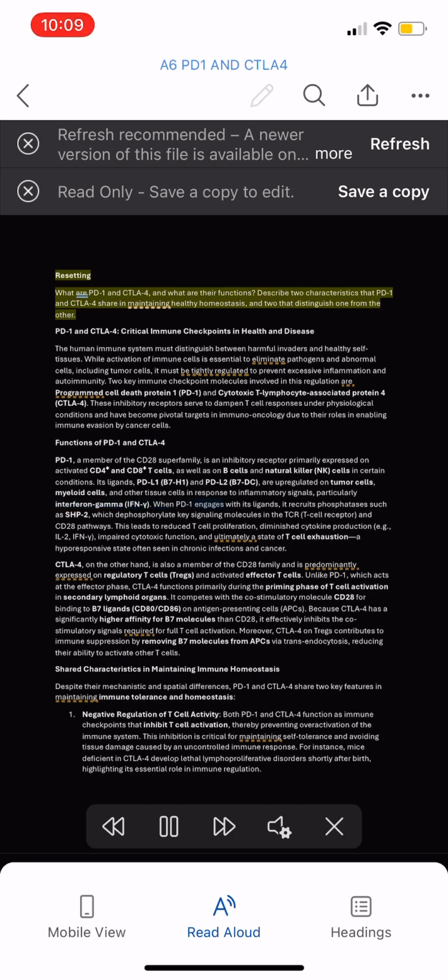When PD1 engages with its ligands, it recruits phosphatases such as SHP2, which dephosphorylate key signaling molecules in the TCR, T-cell receptor, and CD28 pathways. This leads to reduced T-cell proliferation, diminished cytokine production, e.g., IL-2, IFN-γ, impaired cytotoxic function, and ultimately a state of T-cell exhaustion, a hyporesponsive state often seen in chronic infections and cancer.